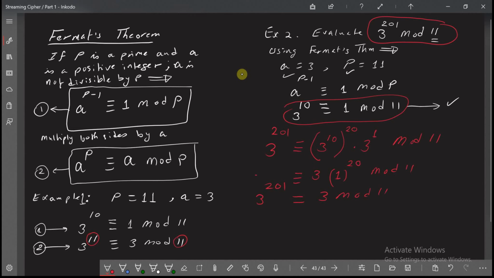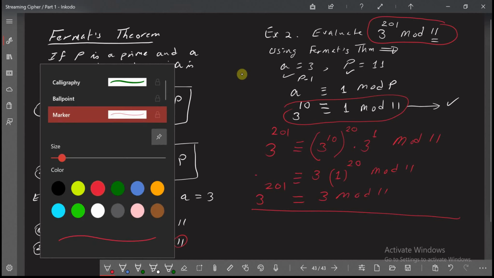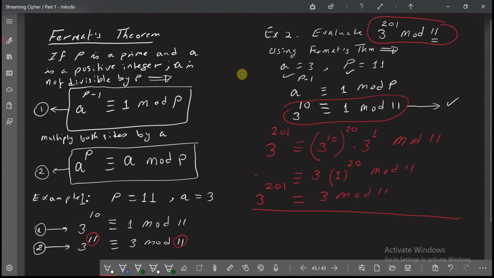In this case, we were able to solve this problem using Fermat's rule. Let's take a look at another example, just to make sure that this is clear. This is example 3.